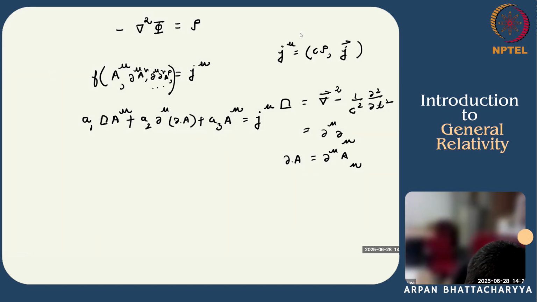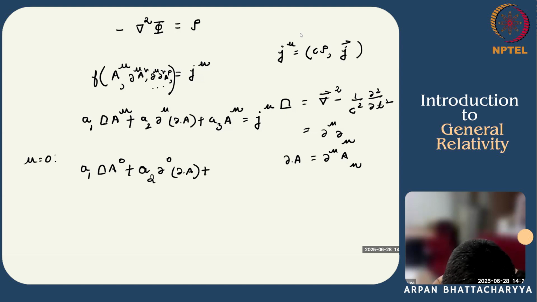So we will have to impose some more conditions, and let's see what they are. First, let's look at the mu equal to 0 component of this equation. We have a1 box of A0, plus a2 del 0 of del dot A, plus a3 A0, equal to J0.